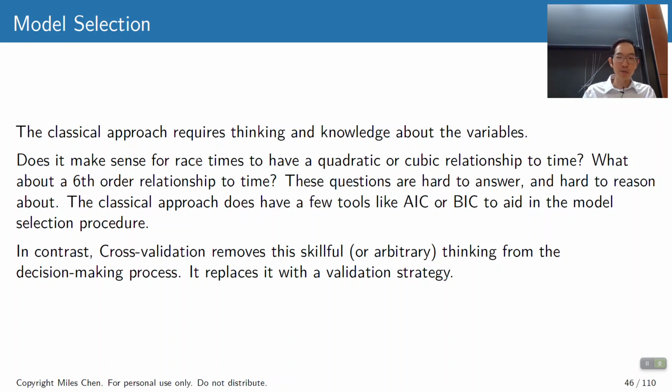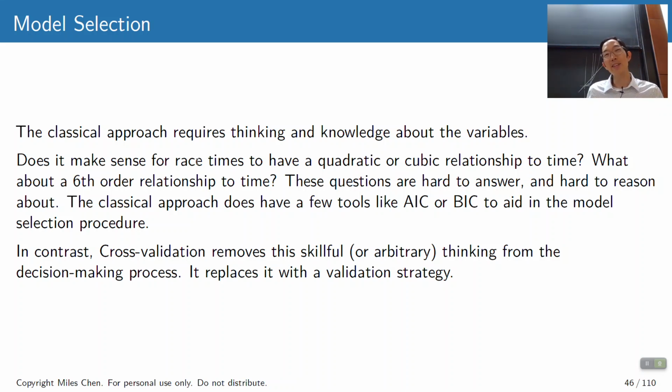And again, we have these classical tools. Cross-validation removes this having to think about the variables, okay? And you might consider this to be skillful thinking about variables, but it might end up being just arbitrary thinking about variables, and cross-validation removes that from the decision-making process.